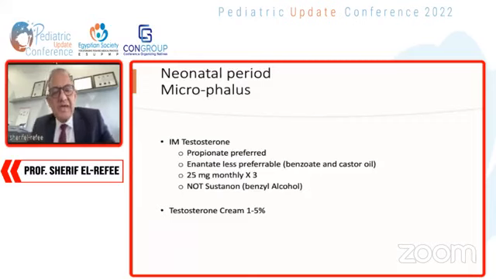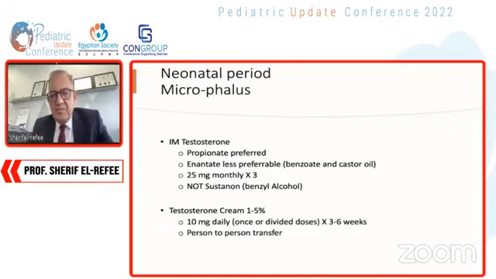You can also use testosterone cream, and there are many preparations. With the low strength, use it for 6 weeks. High strength, use it for 3 weeks. But it's messy because you have to wear gloves, applied on the penis once or twice a day. Normally, the mother is the one using it, and you don't want the mother to be exposed to testosterone. But again, it depends on the preparation available. Personally, I prefer to use intramuscular testosterone propionate if available.